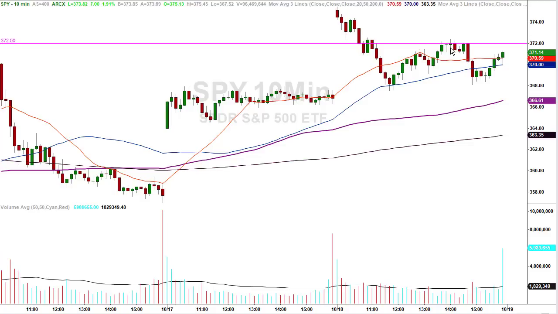So what happened? They ran up to run the test, couldn't get through, and then you had the afternoon shakeout operation ensue, where they pulled the rug out in the middle of the afternoon for no apparent reason whatsoever. I know there's going to be somebody that wants to pin it on a news event. Doesn't make any difference. Nobody could see this coming.